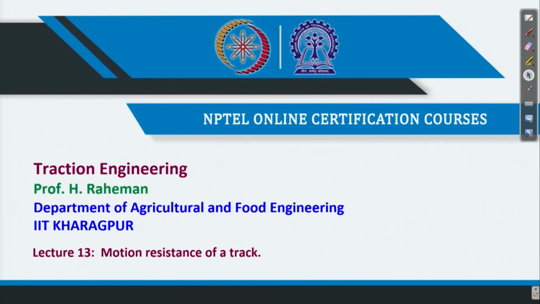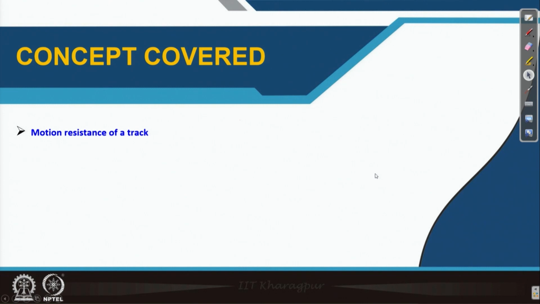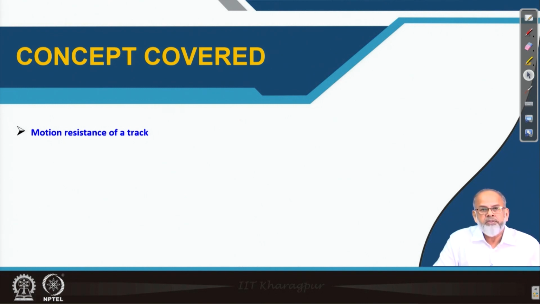This is lecture 13 where I will try to cover how to find out motion resistance of a track. Track and wheel are the two important traction systems which are used for developing traction in case of a tractor or crawler tractor or in case of high HP tractors. So the concept will be how to find out motion resistance of a track. That means how much force is required to tow this track.